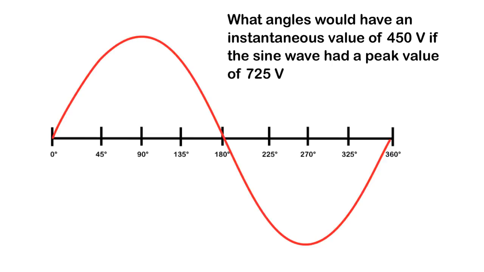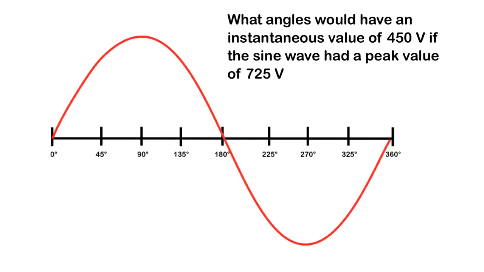Now we can get a little trickier with this formula by working something out a little backwards, transposing the formula. What angles would give an instantaneous value of 450 volts if the sine wave had a peak value of 725? So if this is 725, where along this sine wave would we see 450? We'd have 450 somewhere along here, but say it's right around there. You see that also right around here we would have about the same level. Also down here in the opposite direction you'd probably have the same value as well.